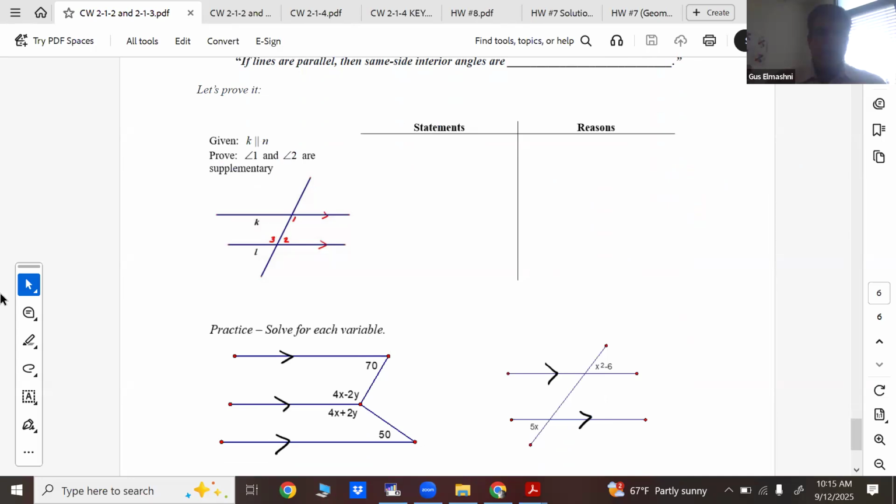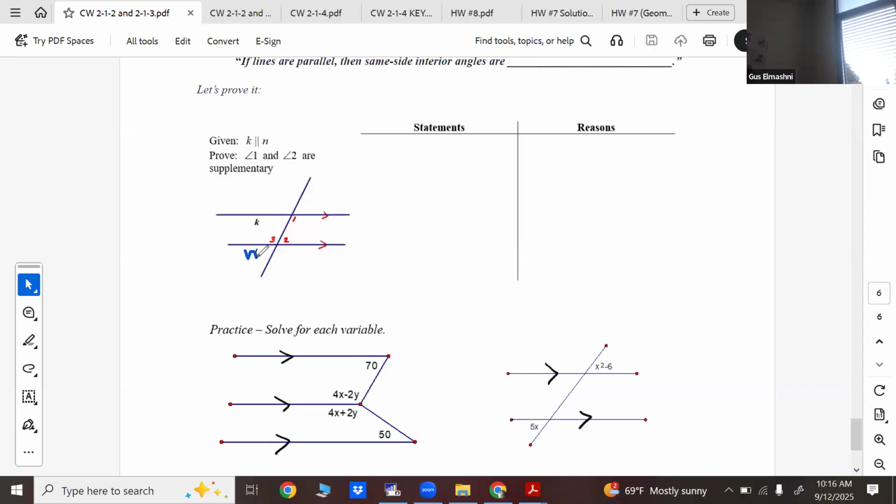Okay, so let's prove this. This is actually a better proof because they actually tell you what's given. They tell you what to prove. They told you that these two lines are parallel. Oh, that's a typo. This should be an N, not an L. So let's change that to an N. So K and N are parallel, I'm told that. You're asked to prove that angles 1 and 2 are supplementary.